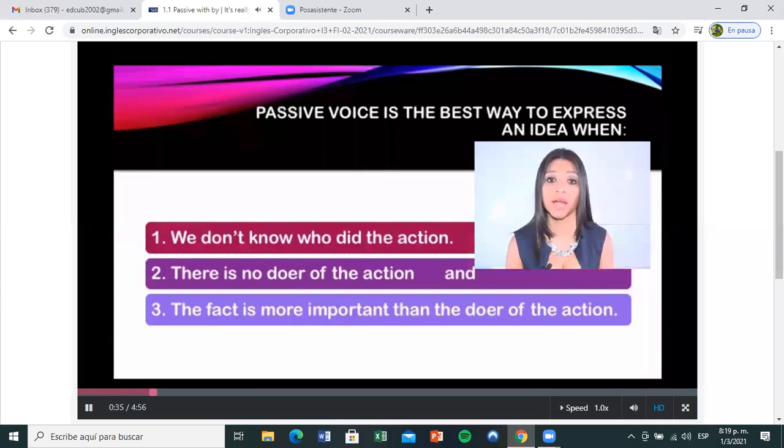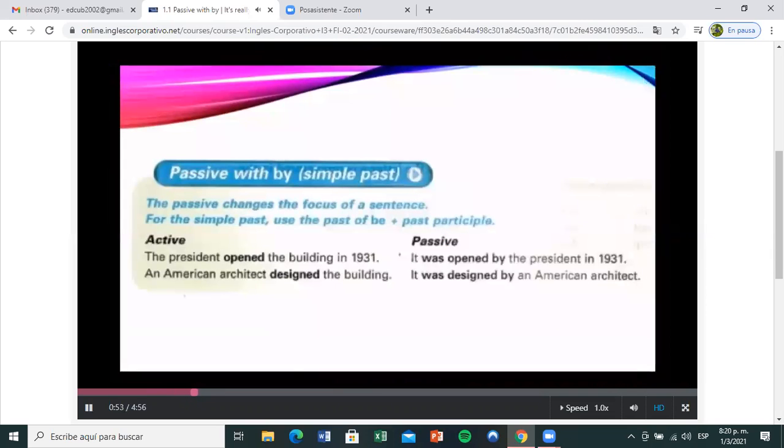As always, I will ask you to stay around for the explanation. We will compare active with passive, so you see the difference and notice the emphasis on each one. We will give you examples of each use, as well as the structure of passive voice. Passive with by, simple past. The passive changes the focus of a sentence. For the simple past, use the past of be plus past participle. Active. The president opened the building in 1931. Passive. It was opened by the president in 1931. Active. An American architect designed the building. Passive. It was designed by an American architect.